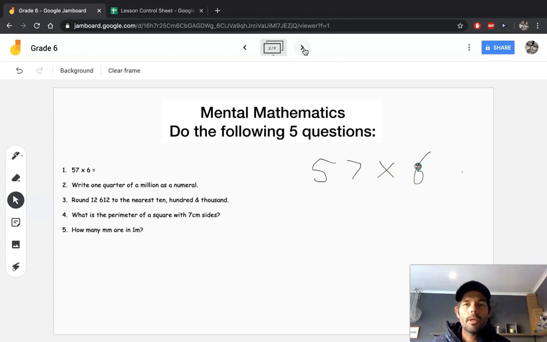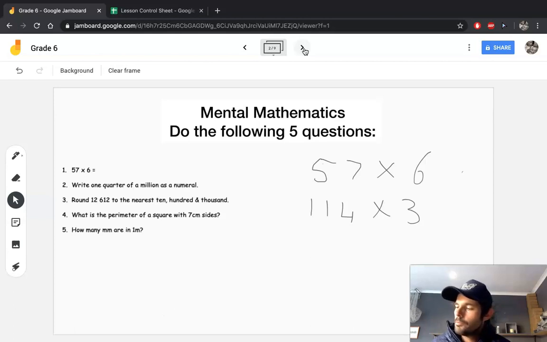So I will double the odd number, which is 57, and that gives me 114, and I'd multiply that by 3. Okay, so I double the 57 to 114 and halve the 6 to 3, and both of those questions will actually give me the same answer. I can now say 100 times 3 is 300, 14 times 3 is 42, put them together, and you get the same answer of 342.